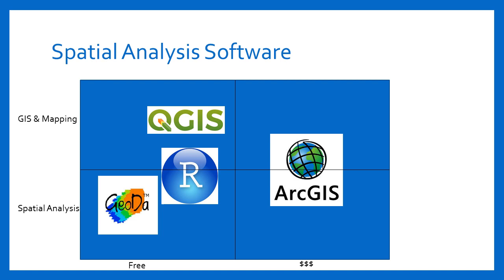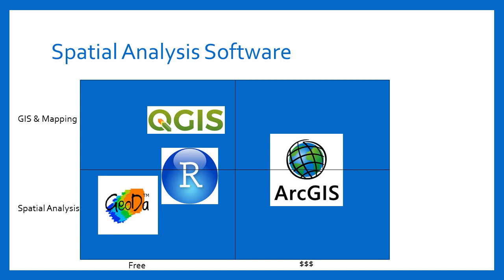QGIS, similarly, actually does have some spatial analysis, but it's primarily GIS and mapping. And QGIS is open source. That means it's free. You can just download it from the internet. Just Google QGIS. It produces maps, manages spatial data, and can do some geoprocessing.